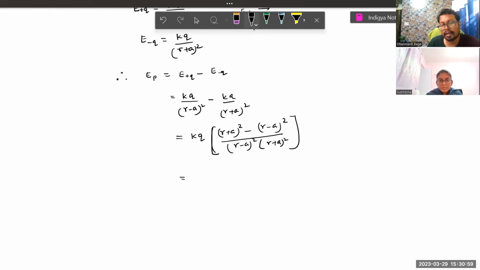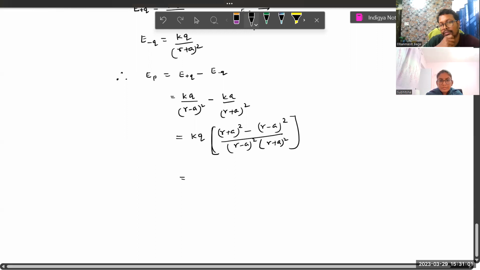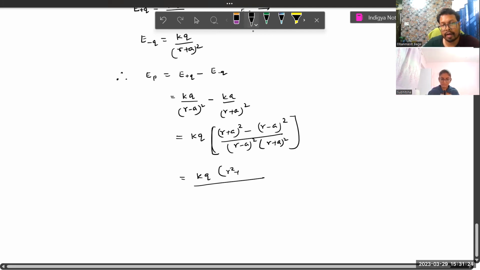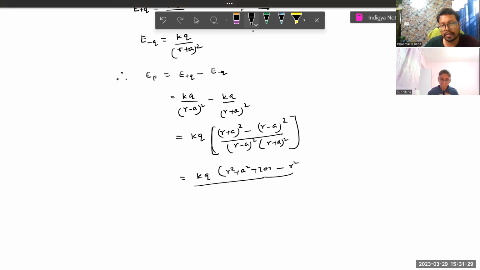Now just expand it and you will see this thing. This will be 4AR, I guess. AQ, this will be 4AR. If we expand it and cancel out whatever is cancelable, or you can do this. Just see this thing. Let's just do it. R square plus A square plus 2AR minus R square minus A square plus 2AR, isn't it?